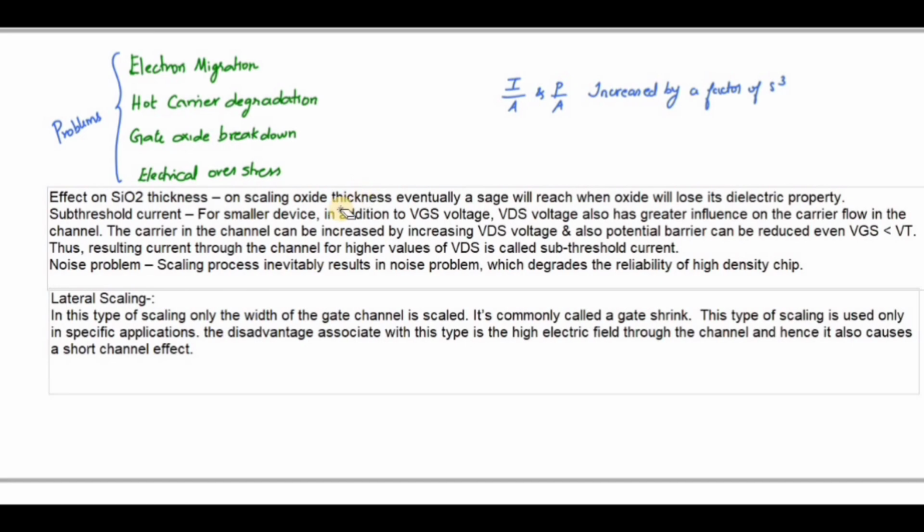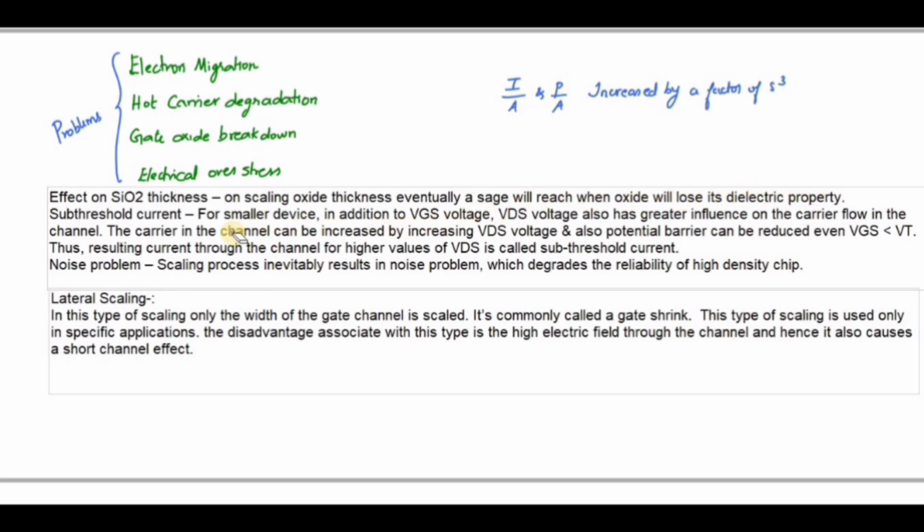So the effects of SiO2 thickness. On scaling the TOX, that is oxide thickness, eventually a stage will be reached when the oxide will lose its dielectric property.